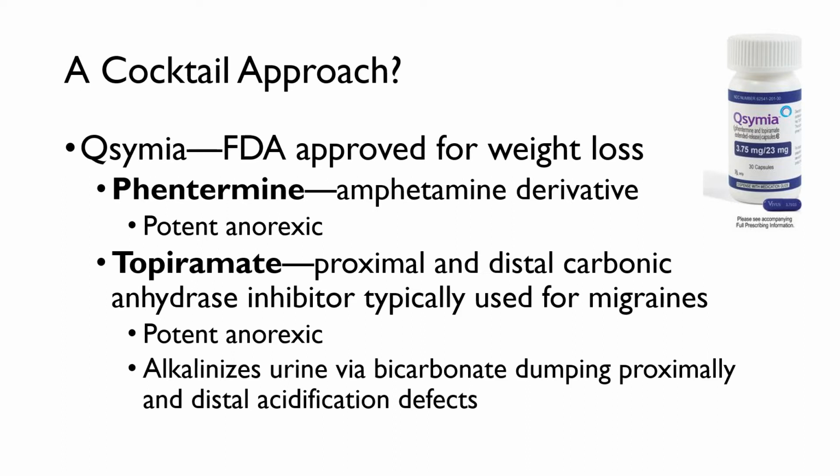One component is phentermine, which is an amphetamine derivative that is a potent anorexic, and then topiramate, which is a proximal and distal carbonic anhydrase inhibitor that's typically used for migraines, but it also is found to be a potent anorexic. Many women who get on topiramate for migraines just don't want to get off of it because they have such great weight loss results. And on top of that, topiramate has a side effect in that because it's a carbonic anhydrase inhibitor, it alkalinizes the urine via bicarbonate dumping in the proximal tubules and distal acidification defects, leading to a high urine pH.